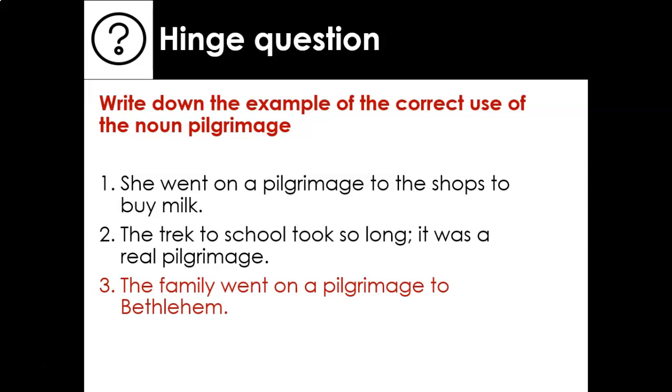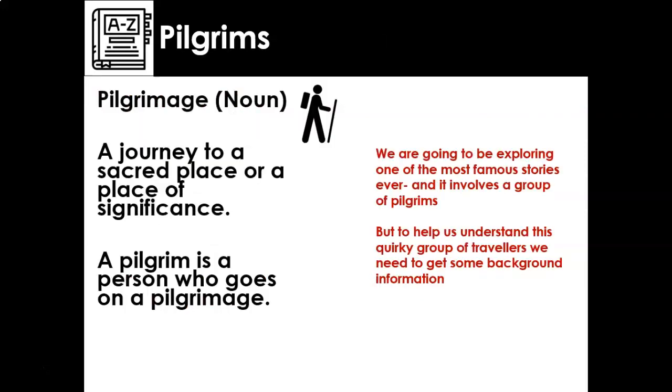Brilliant, guys. So why do we need to know this word? Well, we're going to be exploring one of the most famous stories ever, one of the most famous works of literature ever, and it involves a group of pilgrims on a pilgrimage. So we need to know these words because we're going to be looking at a story that's about a journey to a sacred place with a group of pilgrims in it. But to help us understand this quirky group of travellers, before we look at them, we're going to get some background information on one of the pilgrims. Now, are you ready? Who is one of the pilgrims? Who is one of our quirky group of travellers?